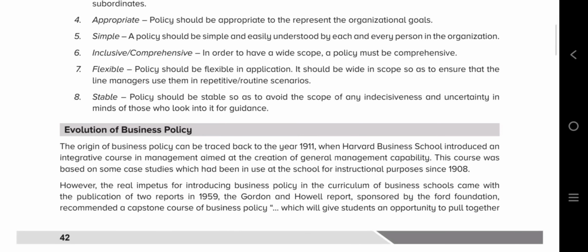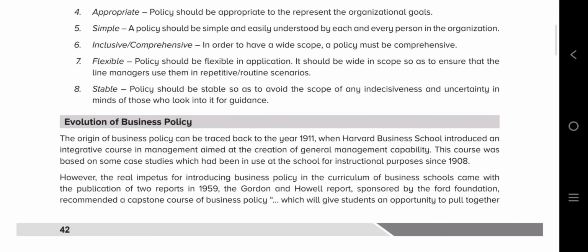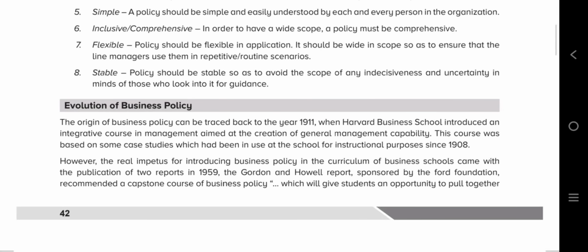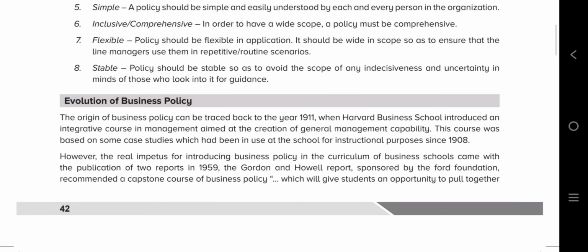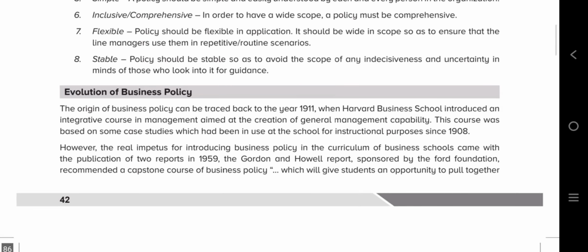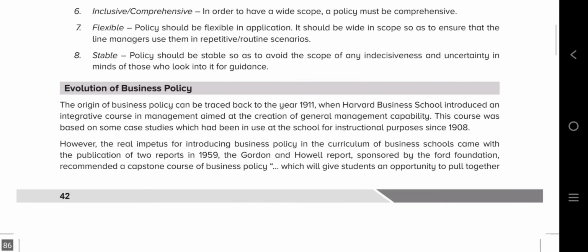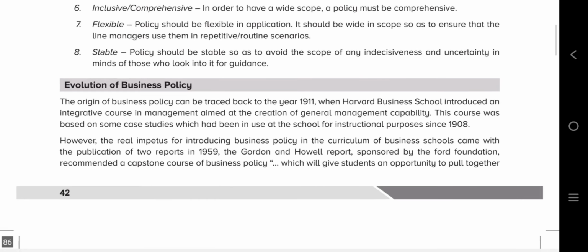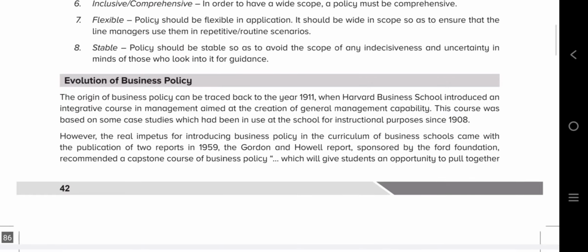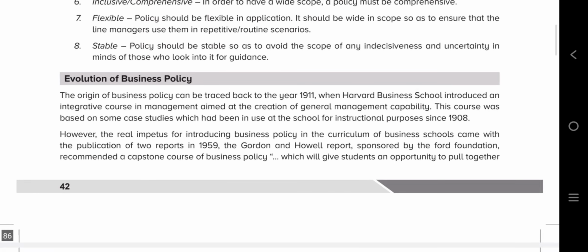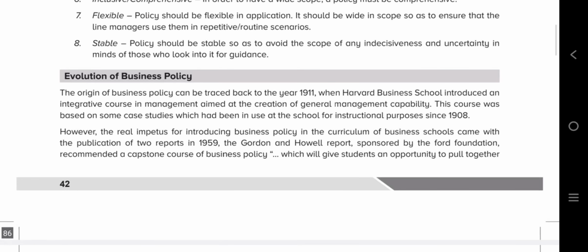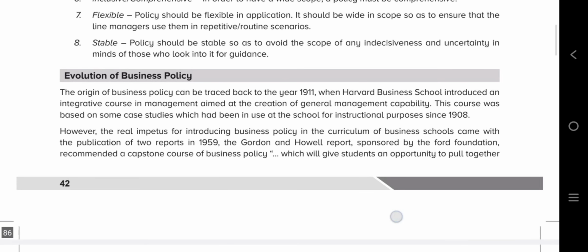Evaluation of business policy. Not required. Next, importance of business policy. 3 points are there. First, from the viewpoint of course itself, and then for the understanding of the business environment, and next for understanding the organization. So business environment, course and organization.